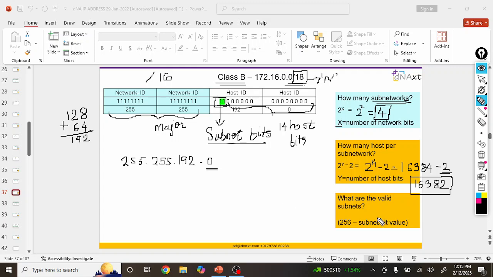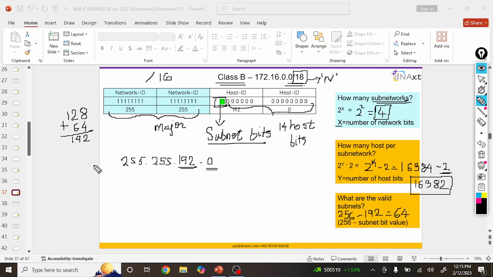Okay, now as we have understood that we will get 4 subnetworks, what will be those 4 subnetworks? We will find out with the help of the valid subnets. We get valid subnets by using the formula 256 minus the subnet bit value. The subnet bit value here is 192, as we have 2 subnet bits. The difference is 64, so we will get an increment of 64.